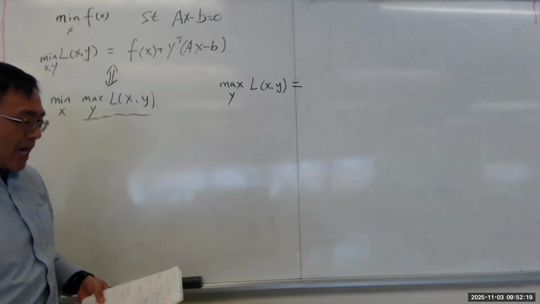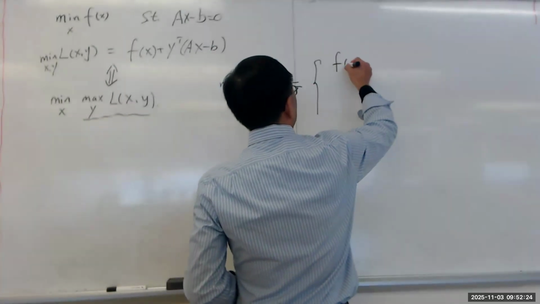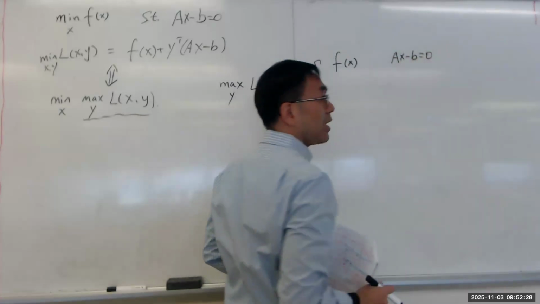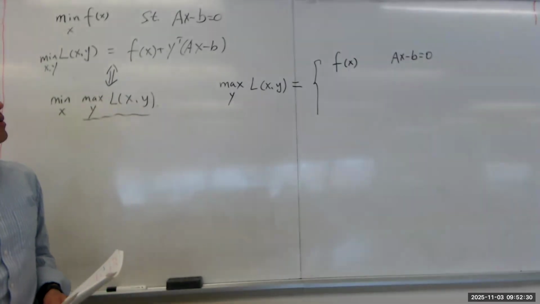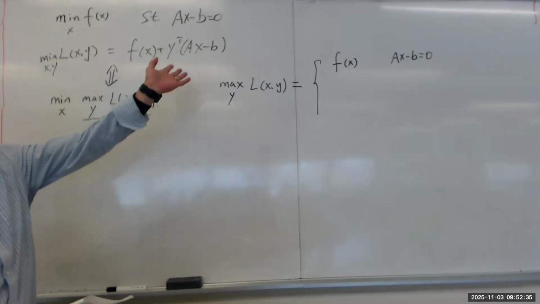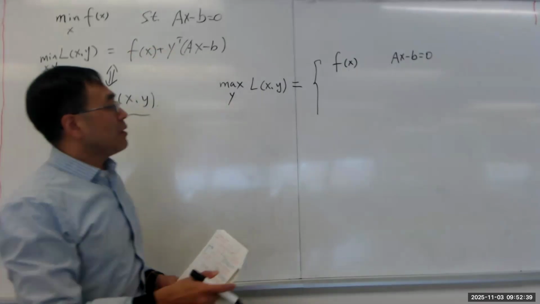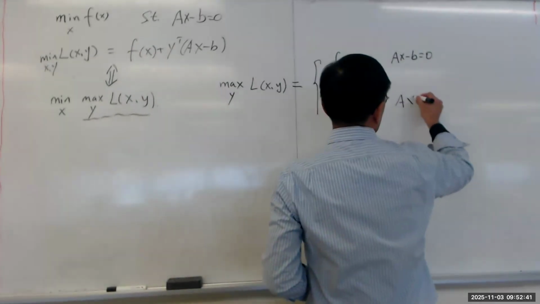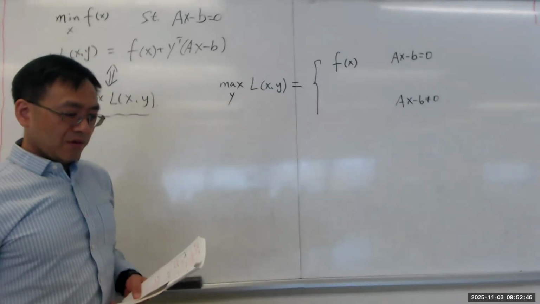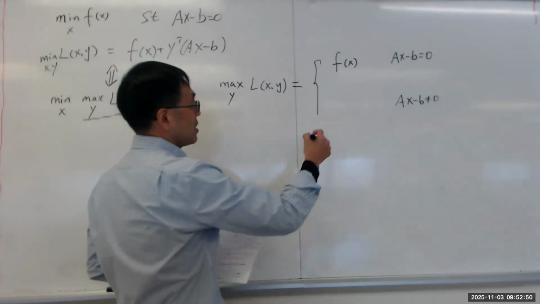So what is the maximization for this problem? Basically, if Ax minus b equal to 0, then the maximization is f(x), because then it doesn't matter what y is, this term is 0, right? Now, if Ax minus b is not 0, what is the maximization going to be? It's going to be infinity, right?